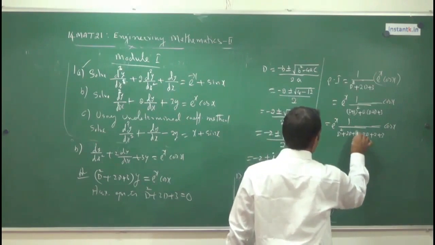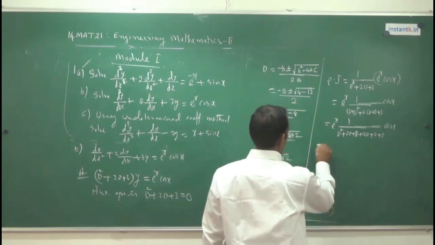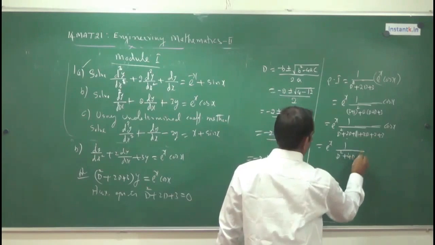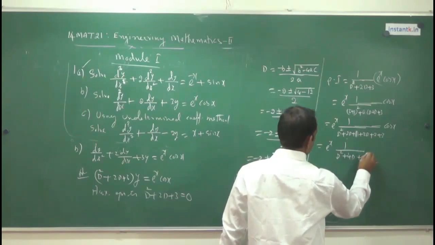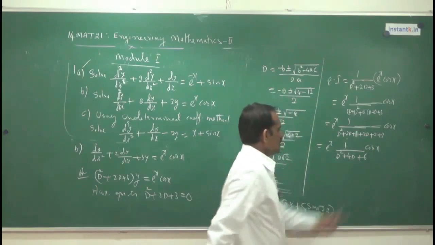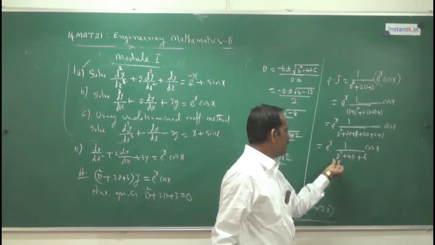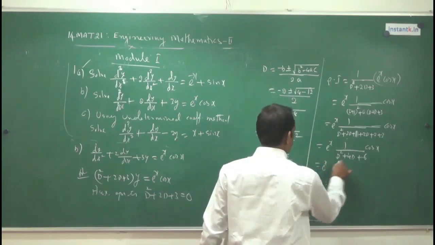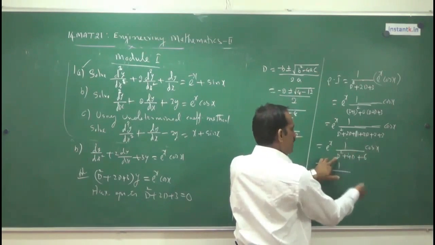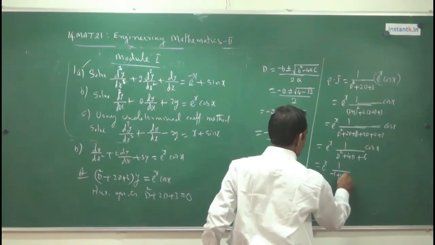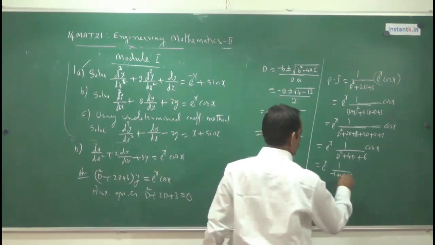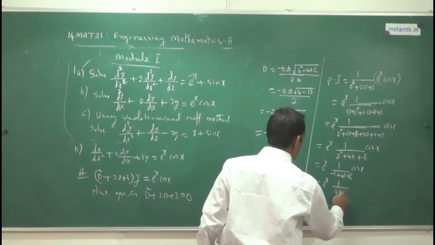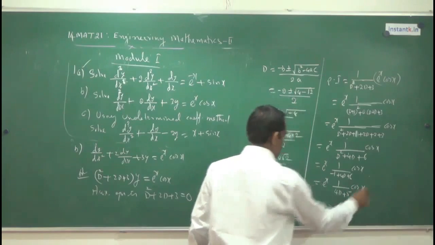d square plus 2d plus 1 here, that's 2d plus 2 plus 3. Or we shall simplify this. It is d square, 2d plus 2d, 4d plus 3 plus 2 plus 1, that is 6 of cos x. Since it is cos x, the method is you have to replace only d square by minus of a square. What is a here? A is 1, so it is e power x into a square is 1, minus of a square means minus 1 you get. Minus 1 plus 4d plus 6 of cos x. So we get e power x divided by 4d plus 5 of cos x.